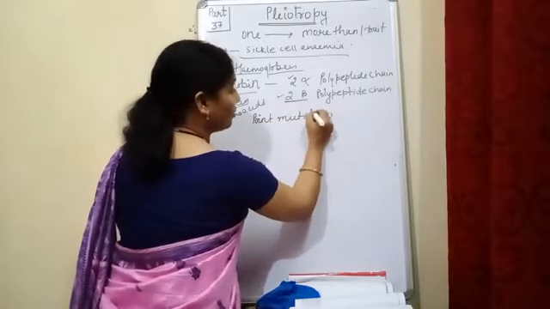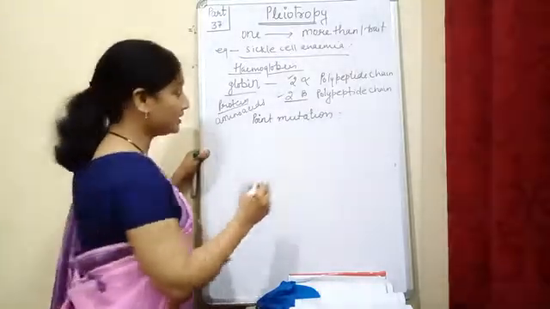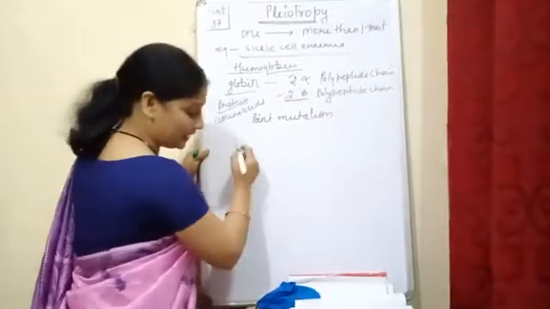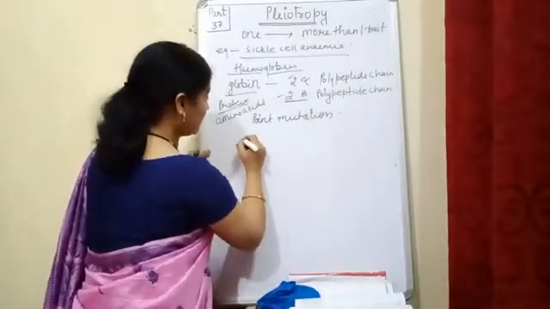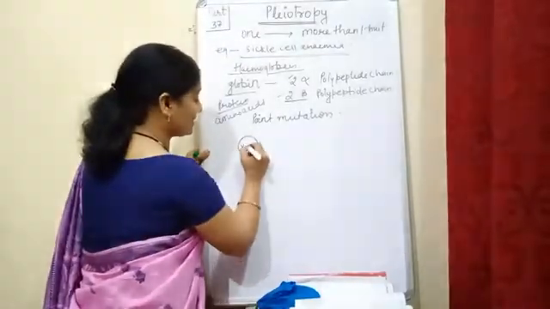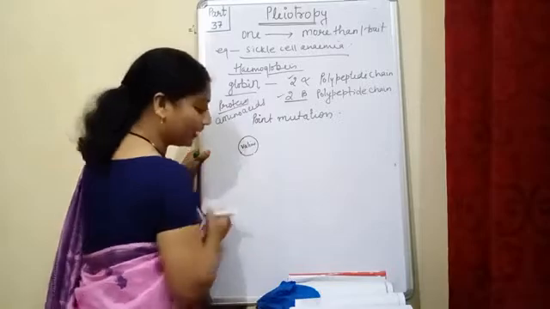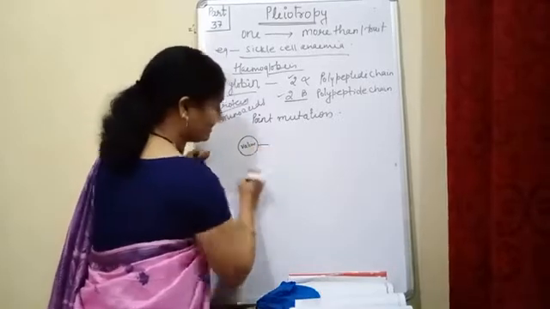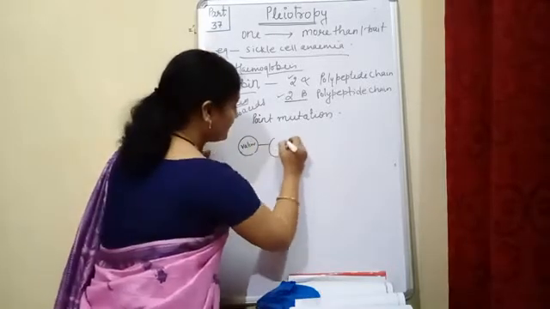Now, what is this actual beta polypeptide chain? If we draw the polypeptide chain, suppose these are some amino acids, and this is valine at number 1 amino acid. At the second place, there is histidine.